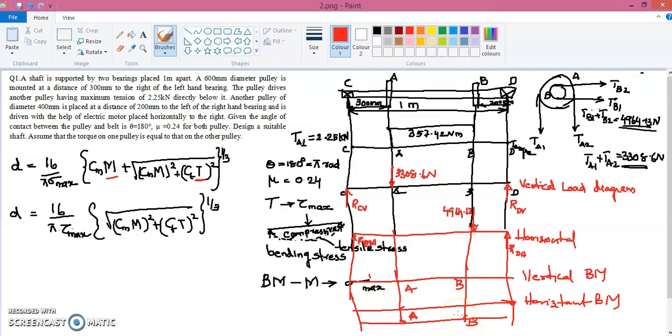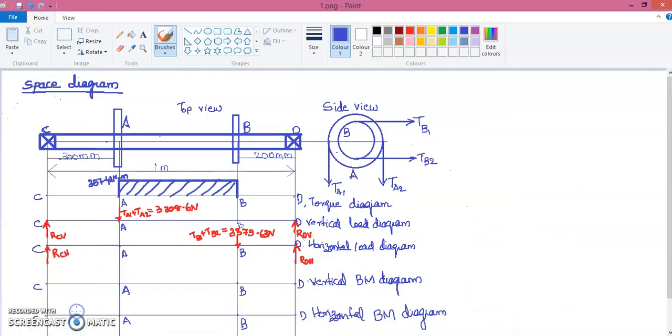So I have a neat figure of this. So I'll show that. So we have to draw a figure like this. In this we have the space diagram, which represents the shaft, the pulleys and the side view. And then we have drawn this torque diagram, and we have marked this torque value, that is 357.42. And then we have this vertical load diagram where the reactions at the point C and at this point D, that is RCV and RDV, vertical reactions, and the vertical load, that is 3308.6, is shown.